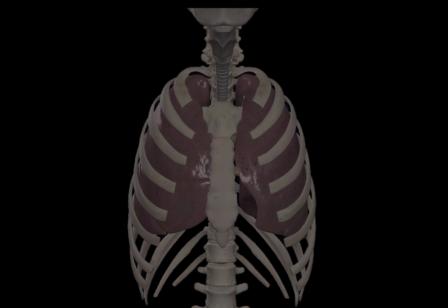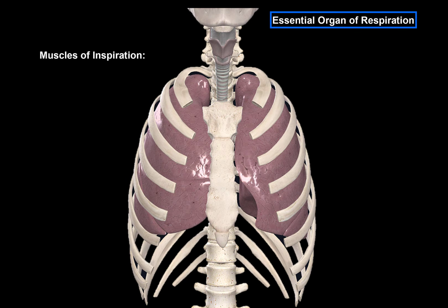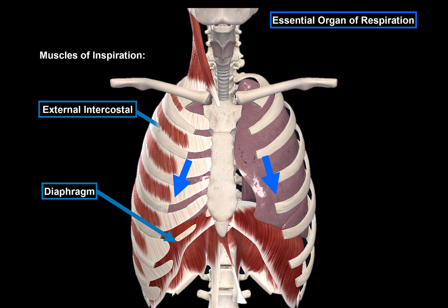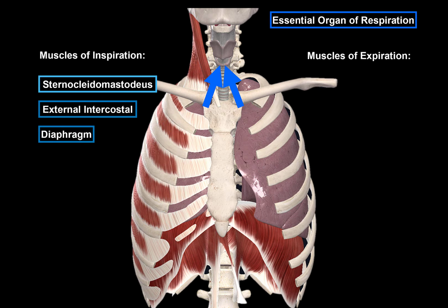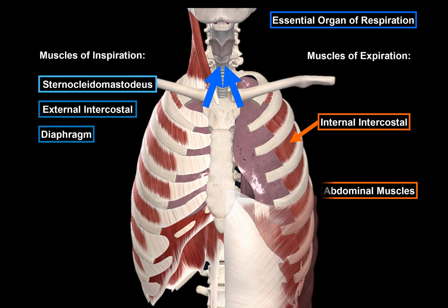Now, the lungs are the primary organ in the respiratory system because they're the essential organ of respiration. But they don't work alone. We have muscles called muscles of inspiration, which aid in expanding the thoracic cavity to decrease the pressure so that air can come in. Examples of those are the diaphragm and the external intercostal muscles, as well as some accessory muscles of inspiration like the sternocleidomastoideus. Similarly, there are muscles that aid with expiration. Even though this process happens passively due to the recoil system, the internal intercostal muscles and the abdominal muscles are examples of muscles that aid with expiration.